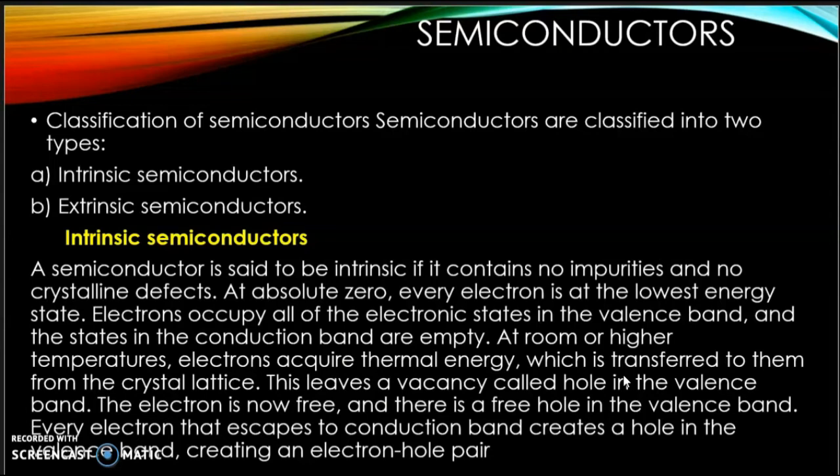So intrinsic semiconductors are crystalline semiconductors. They have no impurity. That is at absolute zero, every electron is at the lowest energy. So when there is a low temperature, all the electrons move down to the valence band. They occupy the valence band and the conduction band remains empty, but at room temperature, the electrons acquire thermal energy, or that's the ionization energy, and move to the conduction band.